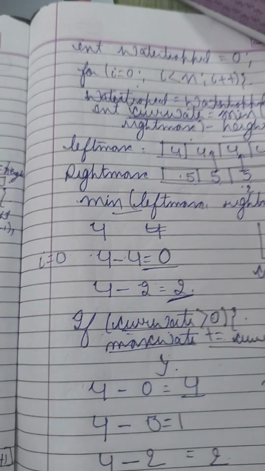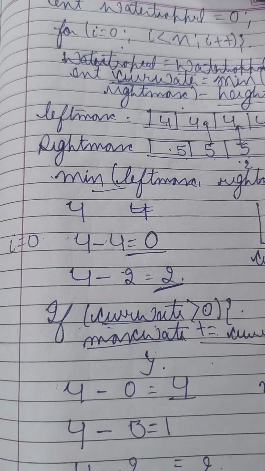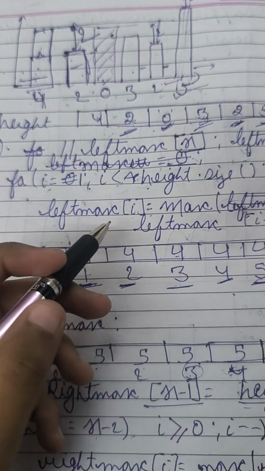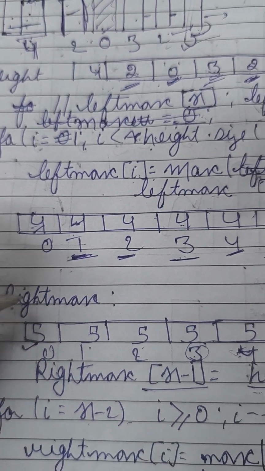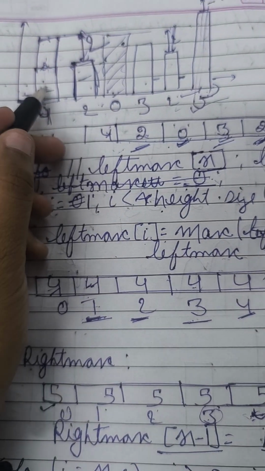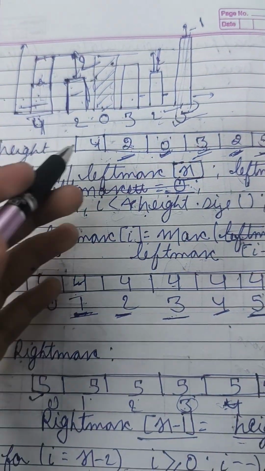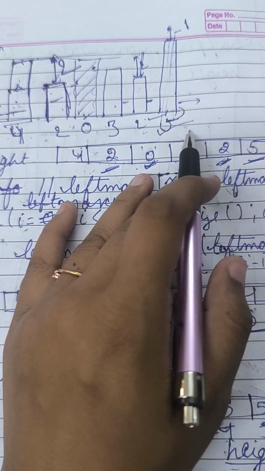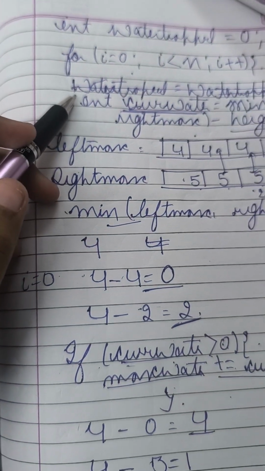Let me revise the entire concept once again. What I did over here is that first of all I took the left max. I created an array to calculate the left max of the given height. Then I calculated the right max over here, because calculating left max and right max was important to determine how much water is going to be stored inside the valley. So left max I have taken out, right max I have taken out, then I have taken out the minimum of left max and right max.